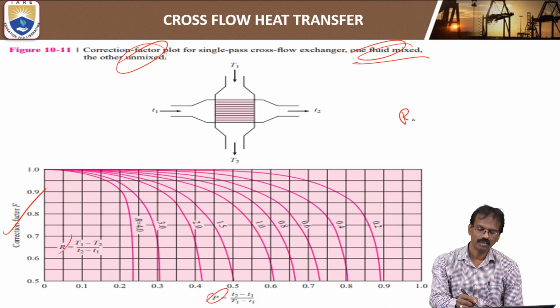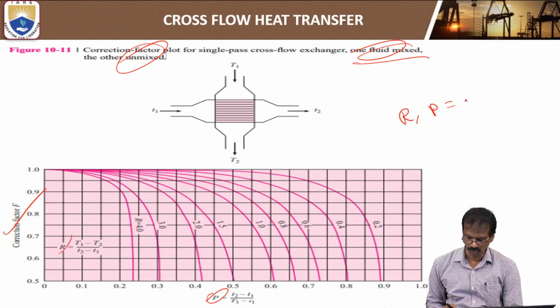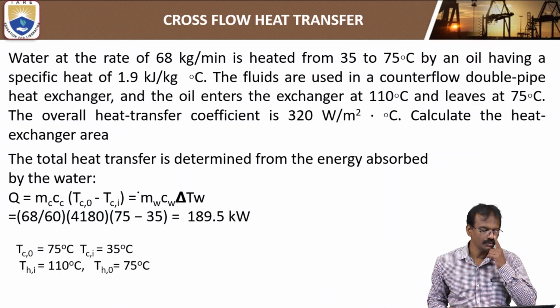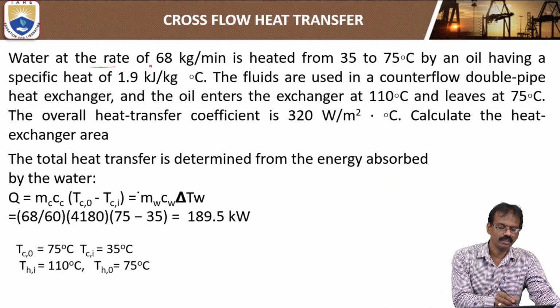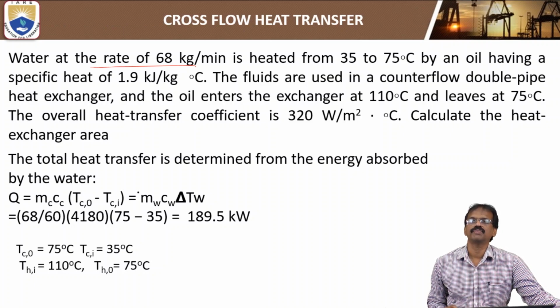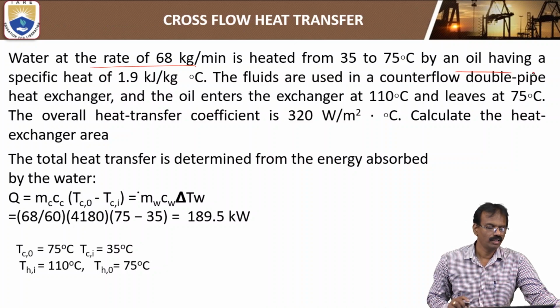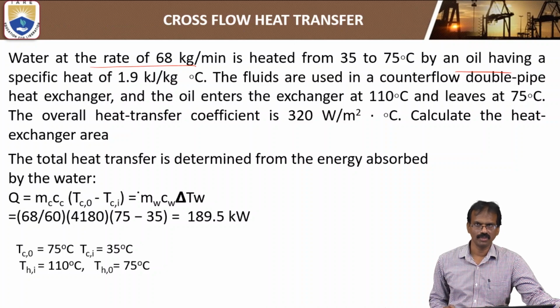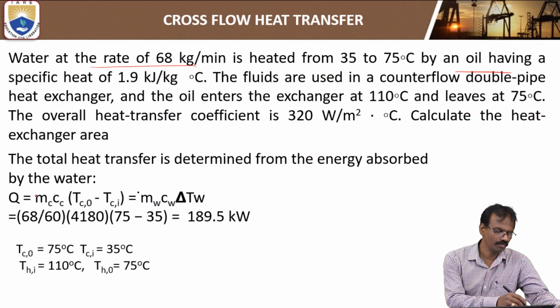How to find out R and P? What are the formulas of those? We'll see in this numerical. Water at the rate of 68 kg per minute is heated from 35 to 75 degrees Celsius by an oil. The specific heat of the oil is also given, the hot fluid inlet and outlet temperatures, mass flow rate, specific heat. So all the values are given.